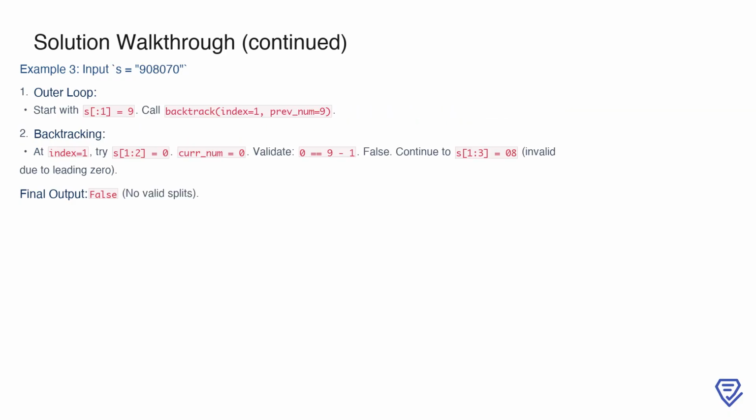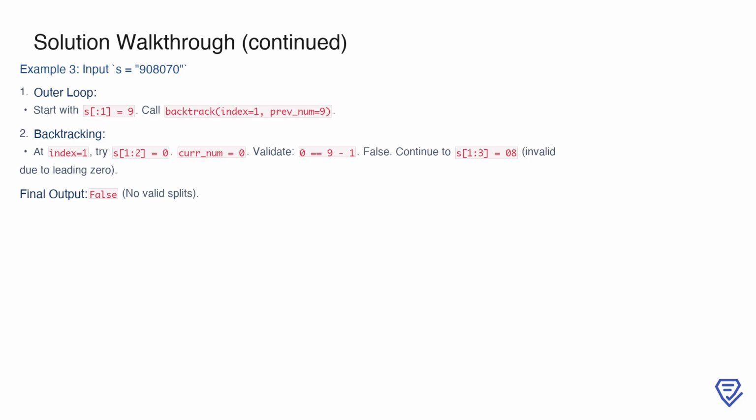Now let's analyze the string 908070. Starting with the outer loop, we begin by taking the first digit, 9, and use it as the initial number. We then proceed to backtrack, exploring potential splits of the remaining string starting from index 1. At this point, we extract the next digit, 0, and check if it satisfies the condition of being one less than the previous number, prev_number. Since 0 is not equal to 9 minus 1, this condition fails.